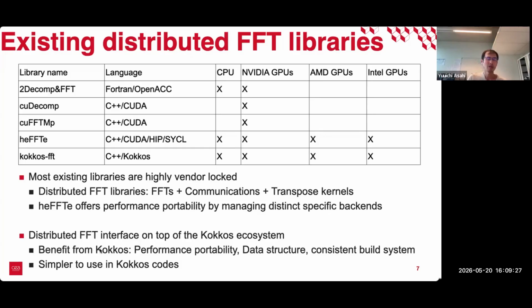There are fundamental benefits with this approach: the performance portability first, nice data structures such as Kokkos Views, and also a very consistent build system on top of Kokkos. So it is much easier to use in Kokkos codes. The fundamental difference from other FFT libraries is that if you try to use them and couple with Kokkos, you need to write your own coupler between the FFT library and the Kokkos ecosystem. Each time you need to develop it by yourself, but we offer it on top of our ecosystem.